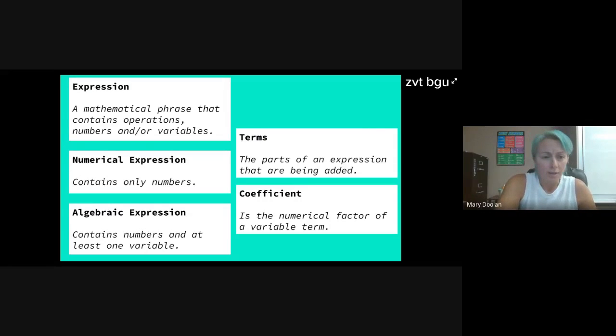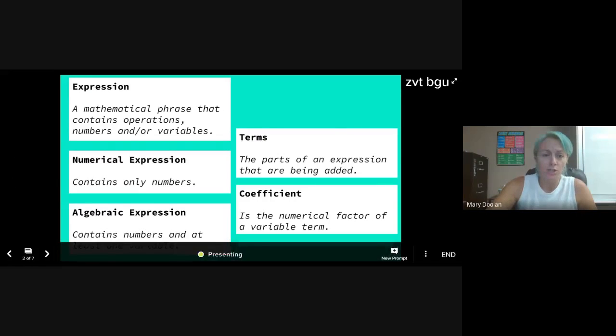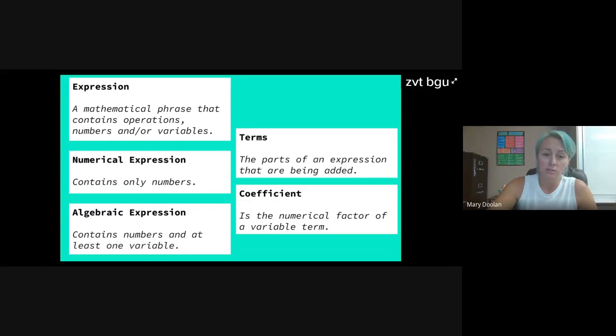So vocabulary, we have an expression, which is a mathematical phrase that contains operations, numbers, and/or variables.